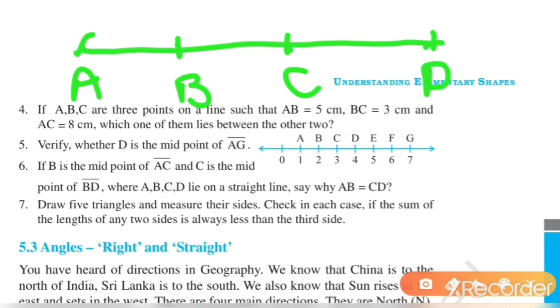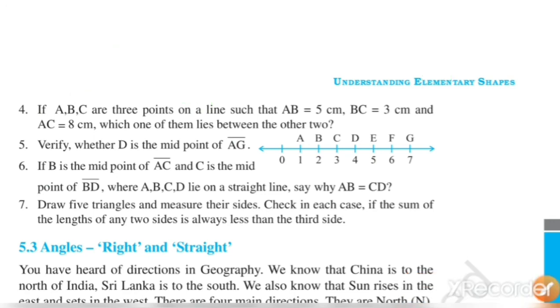Question 7. Draw 5 triangles and measure their sides. Check in each case if the sum of the lengths of any two sides is always less than the third side. This question you have to solve by yourself. The sum of the lengths of any two sides of a triangle can never be less than the length of the third side. It will be always bigger than the third side. Draw any 5 triangles, measure and write the answer.